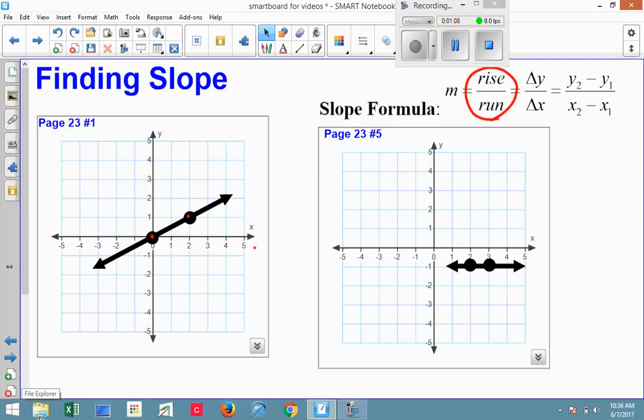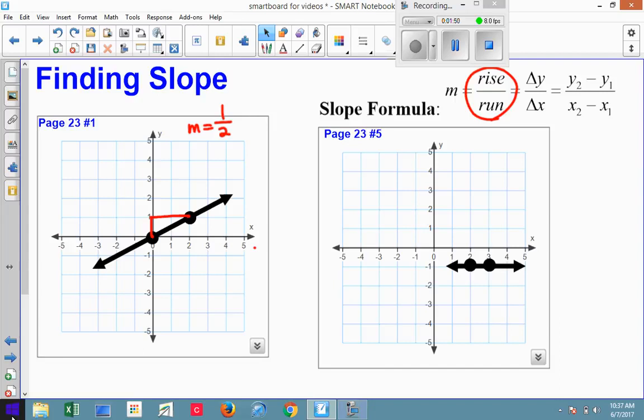I'm going to count the rise first, so I go up 1, and then I run over and count that, and that's 2. We just created what is sometimes called a slope triangle. I'm rising 1 and running 2, and they're both in the positive direction. Therefore, the slope of this line is 1 over 2, or positive 1/2. Looking at the line, I can check that this line does have a positive slope because as x is increasing, so is y, so I can confirm I have the correct sign. It is positive.